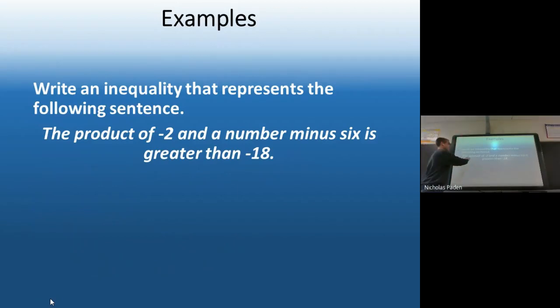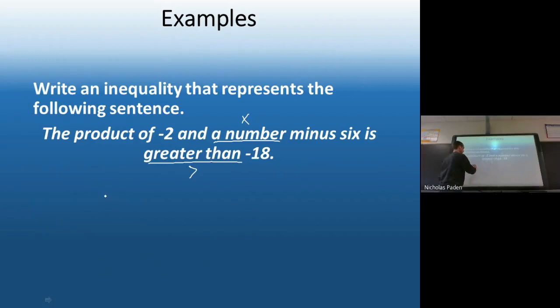So remember this. So let's read it first. The product of -2 and a number -6 is greater than -18. Well, I know that a number means x, and I also see that I've got greater than, so that's going to be my inequality sign. So let's just go ahead and take it one step at a time and look and see how this is going to look. The product means what operation? Means multiplication. So the product of -2 and a number, -2 times x.